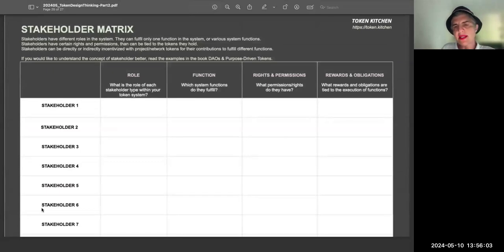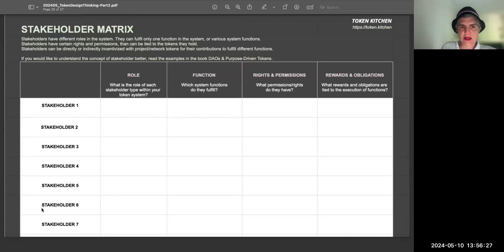Then you can use this kind of matrix to list each stakeholder type and identify the role of each stakeholder, the functions they fulfill, the rights and permissions they have in the system, the rewards they get for contributing to the system, and the obligations that they might have.